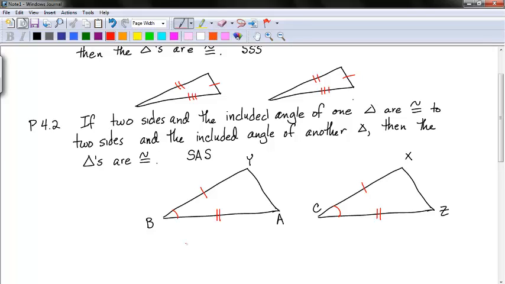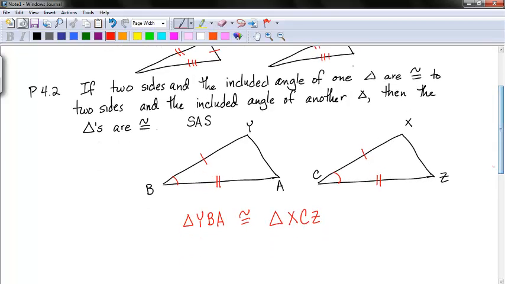Like if I said triangle YBA, if I wrote it in that order, then it's congruent to triangle XCZ, so it's got to be in the right order. And remember, you can cycle these through. Like if I turned this around and said BAY is congruent to CZX, or AYB is congruent to ZXC. But they have to be in the right order.